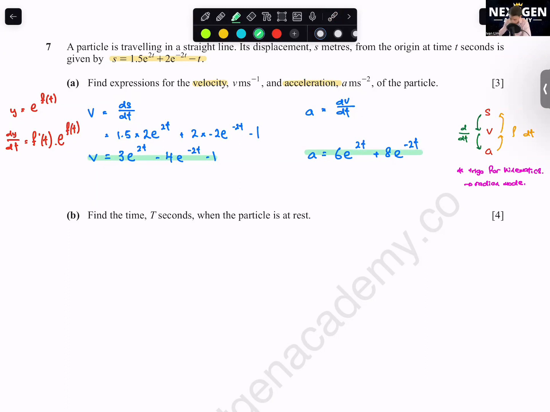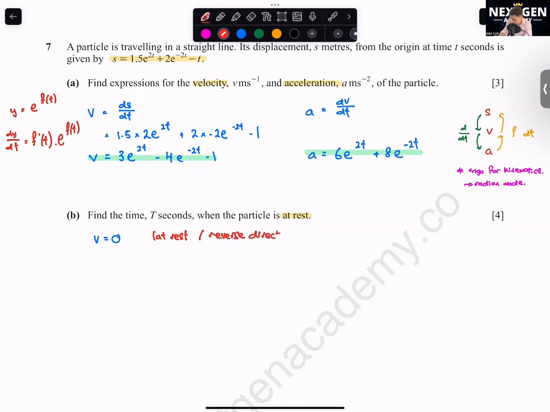All right, question b. Find the time t seconds when the particle is at rest. Keyword, at rest. What is at rest? v equals 0. Very good. Another thing, what also is v equals 0? When does the particle rest? What is the scenario for kinematics? We're going to say, when it turns, very good. So it changes direction. So v equals 0 has two meanings. One is at rest. At rest also means reverse direction.